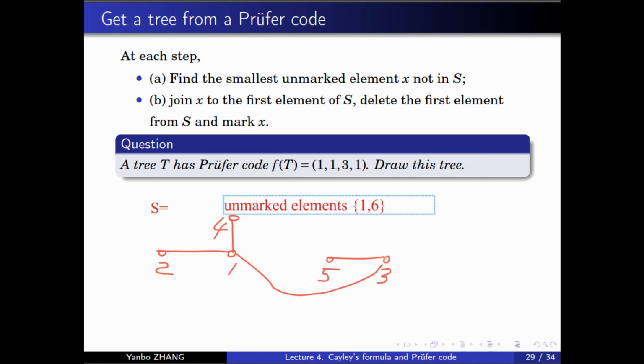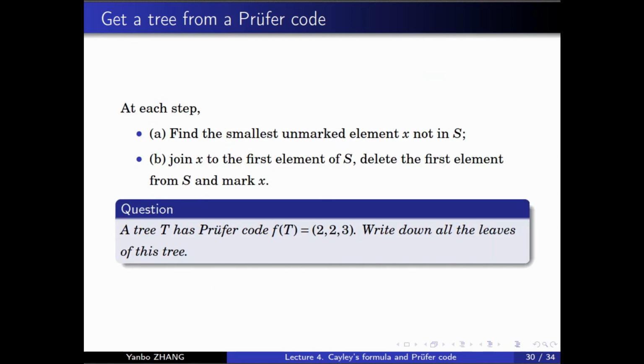Now we get to the point that S is empty and there are only 2 items unmarked. So we just go ahead and join these 2 elements with an edge. So we join 1 and 6. This is the tree with the Prufer code 1131. Now please try this exercise. A tree has Prufer code F(T) equals 223. Write down all the leaves of this tree.